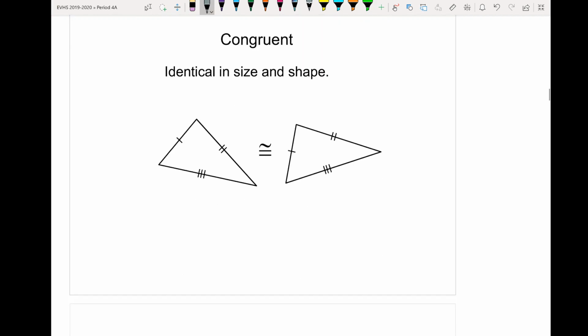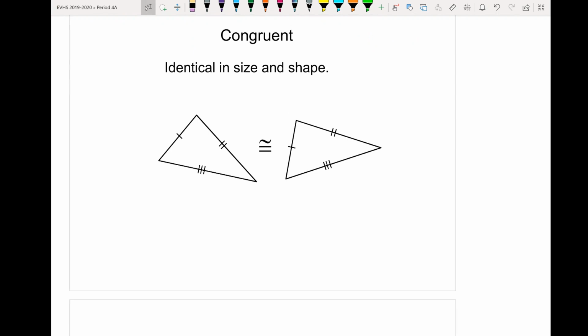All right, moving on. Okay, congruent. It is on the sheet, on the notes. Congruent: identical in size and shape. You've heard that same size, same shape before. I want to point this out about your notation, though.